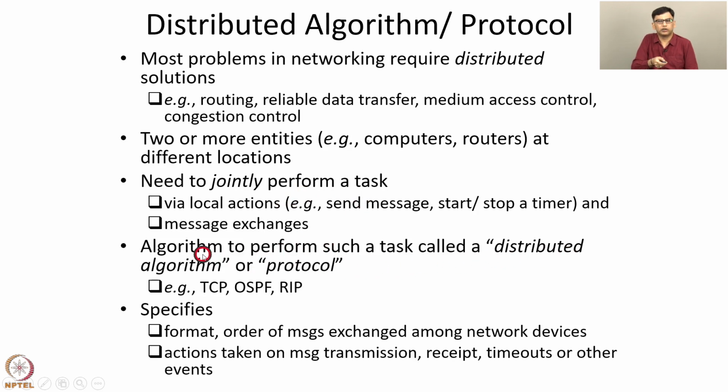Examples of such protocols are TCP, which stands for Transmission Control Protocol. It is a transport layer protocol. We'll discuss layers later on. But this TCP performs different functions such as congestion control, reliable data transfer, and so on. OSPF and RIP stand for Open Shortest Path First and Routing Information Protocol. They are routing protocols in the internet. They find routes among different routers and systems.